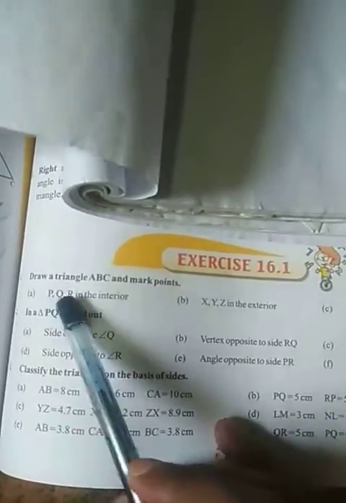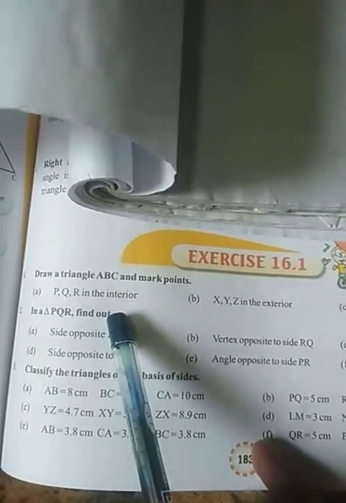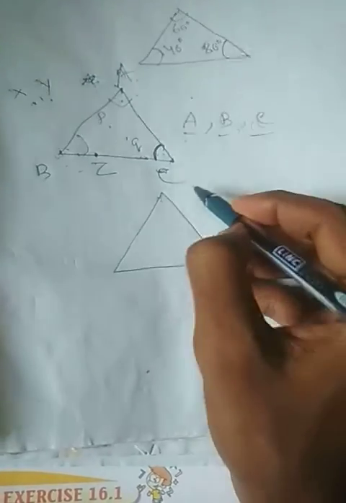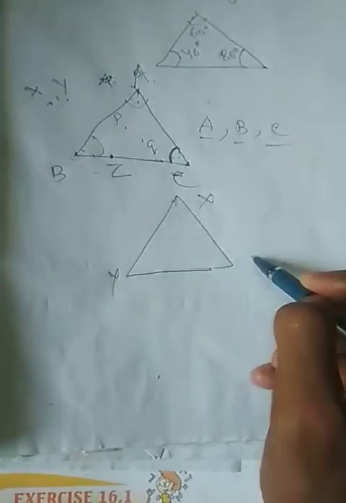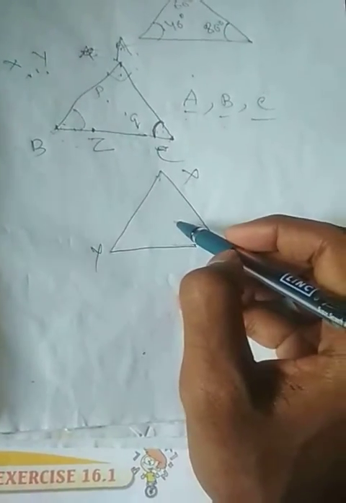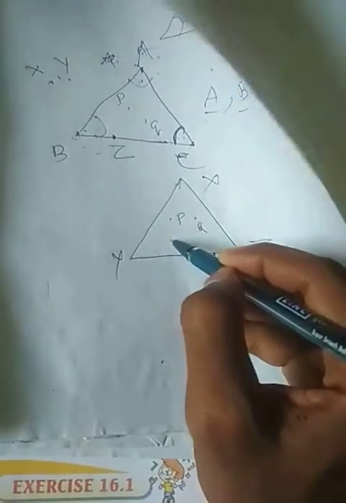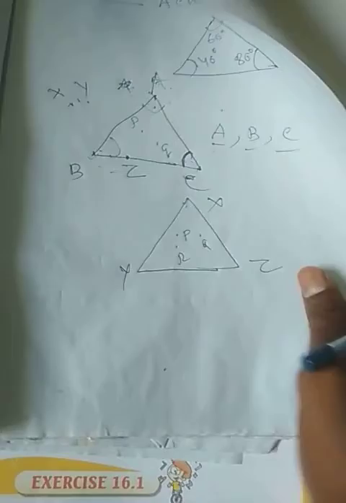Here you can see that chapter 16 is the properties of triangle. Draw a triangle, you just have to draw, and PQR in the interior, that means you have to draw a triangle like this. Give any name, X, Y, Z you can give. PQR in the interior, that means you can write this is P, this is Q, this is R. You have to draw this with scale and pencil.